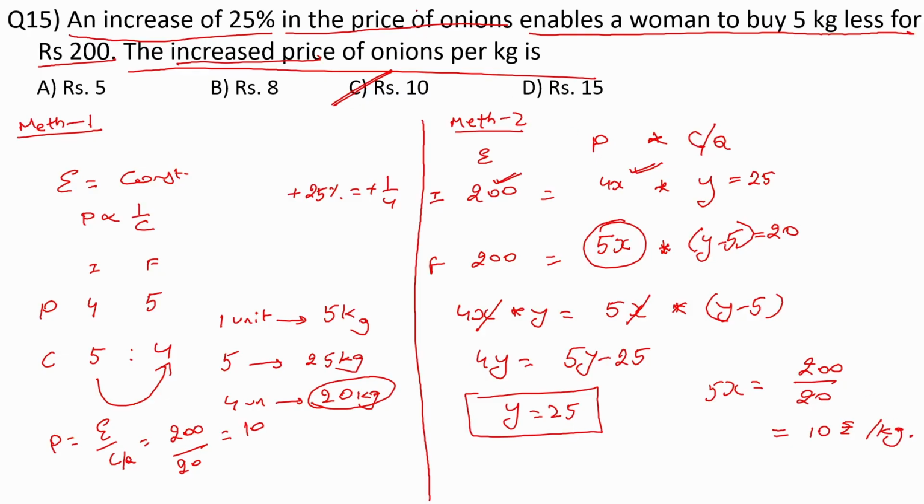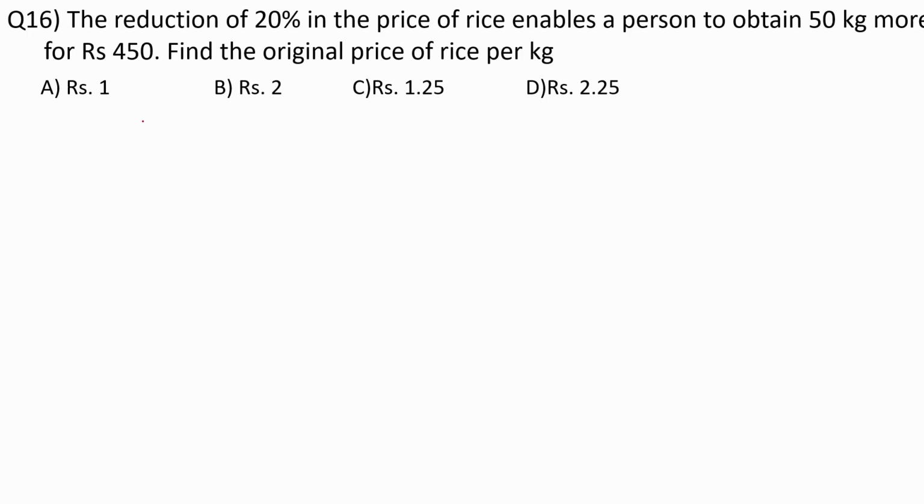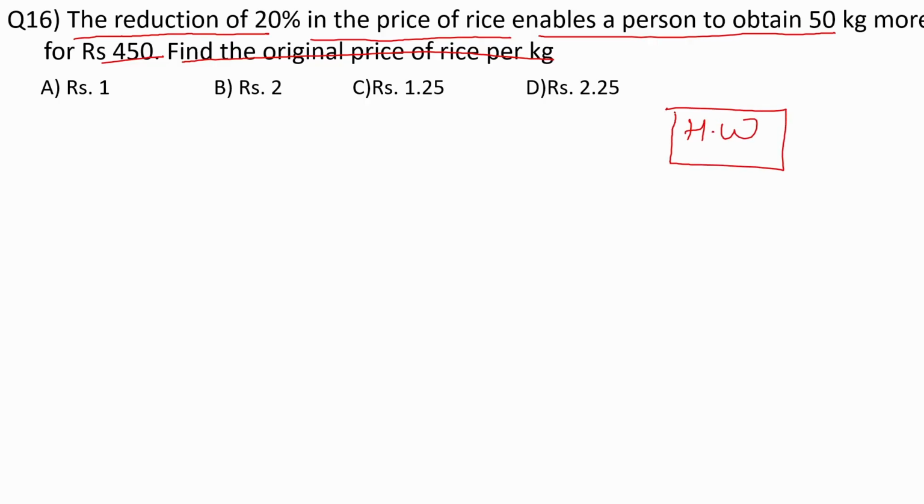Let's go to next question. The reduction of 20% in the price of rice enables a person to obtain 50 kg more for rupees 450. Find the original price of rice per kg. Take it as homework, guys. Solve this question and comment the answer in the comment section, guys.